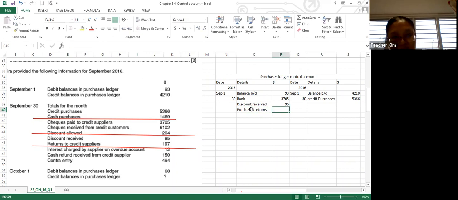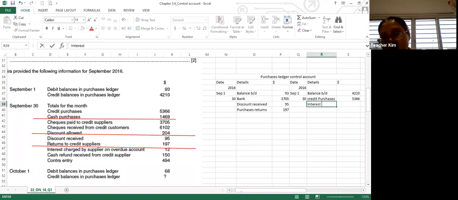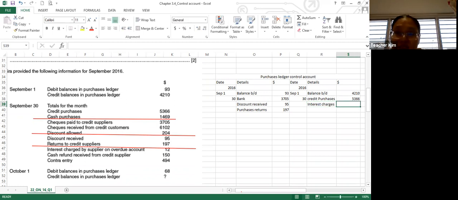So purchases return is 197. Interest charged by supplier. This one is overdue. So interest charge. Supplier charge, that means it's our expenses. So 12.